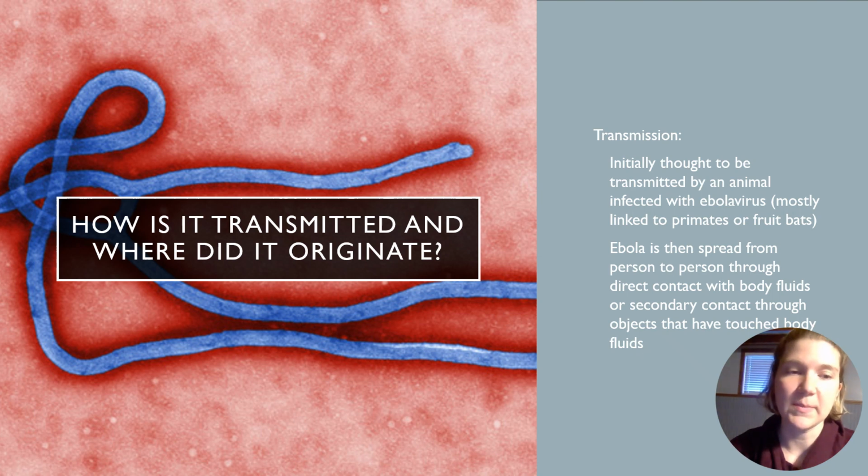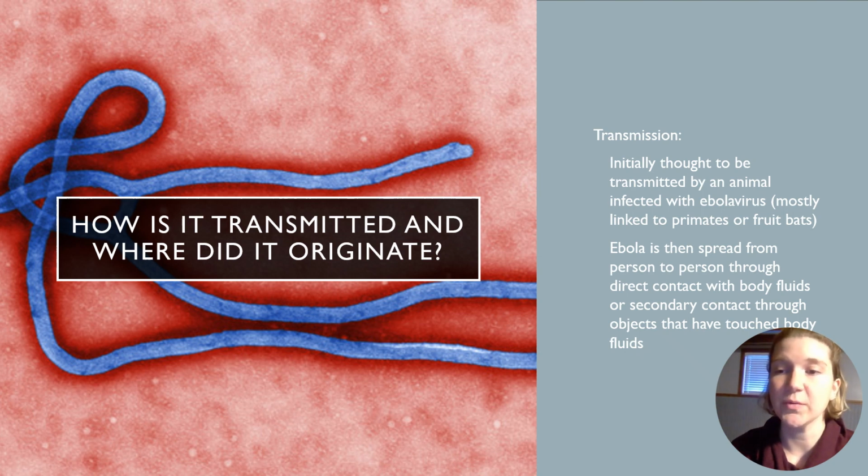How is Ebola transmitted and where did it originate? The CDC reports that the most likely origin of Ebola virus is via contact with animals, specifically primates such as monkeys or fruit bats that ingest insects. These are also called zoonotic infections because they're passed from animals to humans.